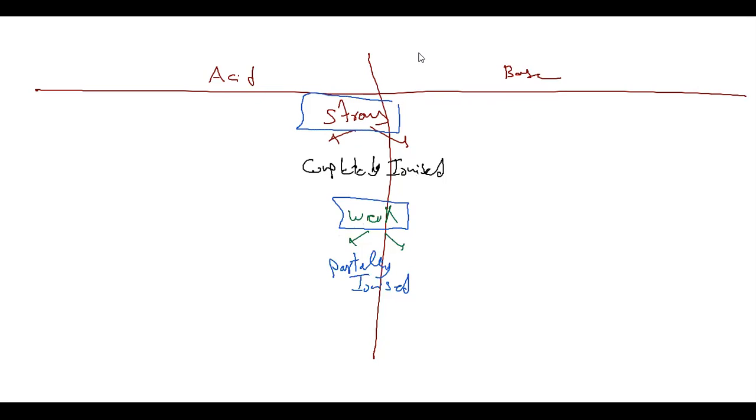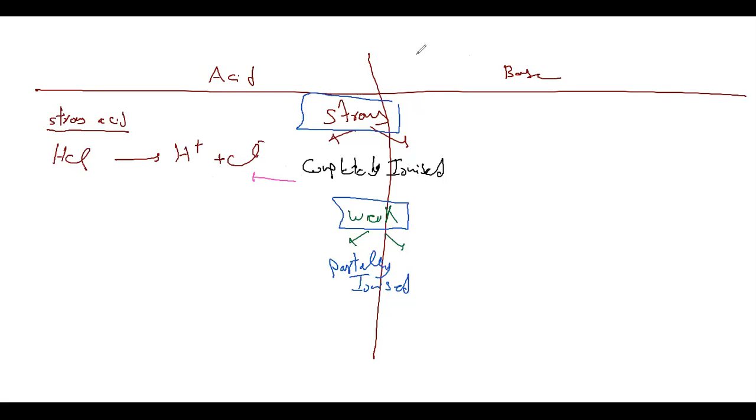What is meant by strong or weak? For example, if you have HCl and then make a reaction, you will find it changes completely to be H positive and Cl negative. This is a strong acid, completely ionized. So completely ionized means that all the reactant becomes product.